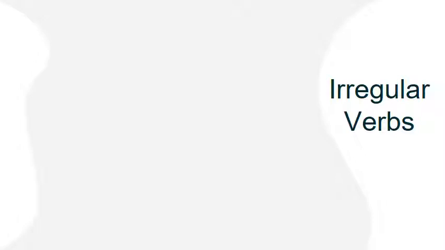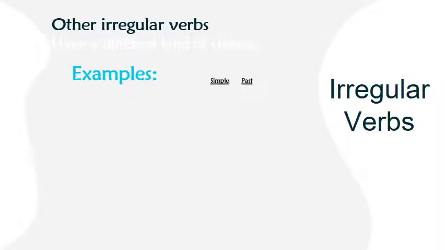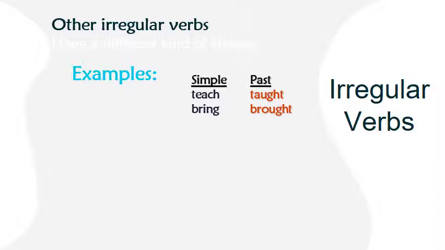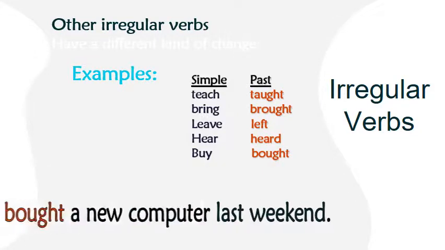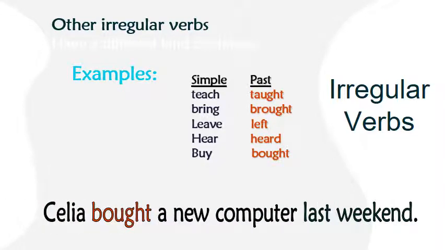Okay, guys, don't worry about the irregular verbs. I'm going to give you a list of irregular verbs that you must memorize, okay? Other irregular verbs have a different kind of change. They change completely, okay? Example, teach, taught, bring, brought, leave, left, hear, heard, buy, bought. So Celia bought a new computer last weekend, for example. So you see, all the verbs here change completely.